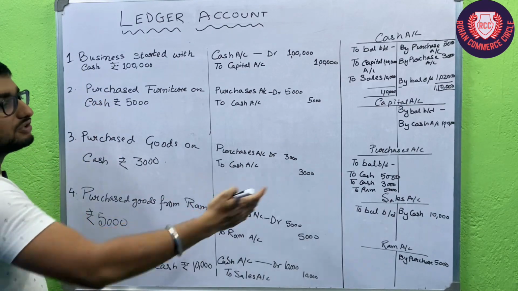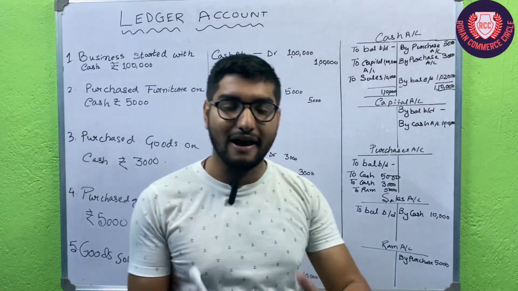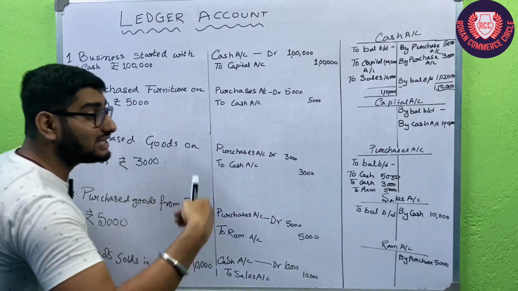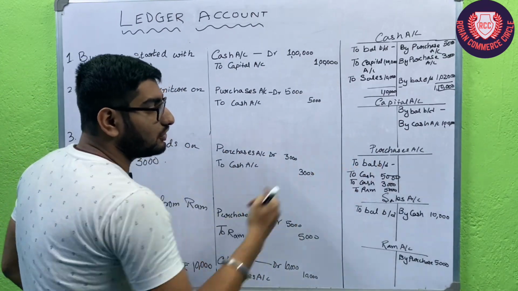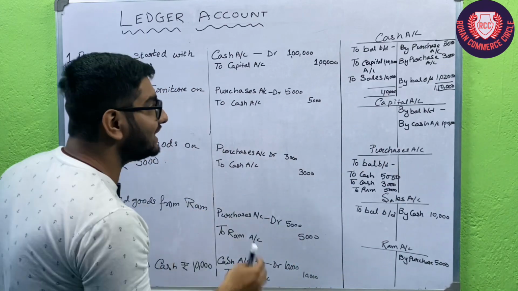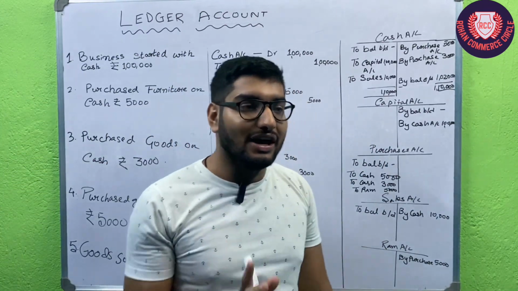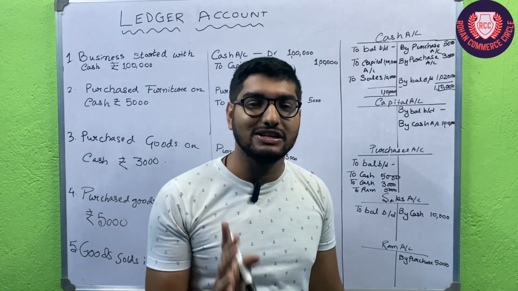I have already shown you the example so that you can understand how to post the ledger. Basically this is posting of the ledger. We are just posting from the journal into the ledger. I have shown you side by side so that it is helpful for you to understand. I hope you have understood this video.